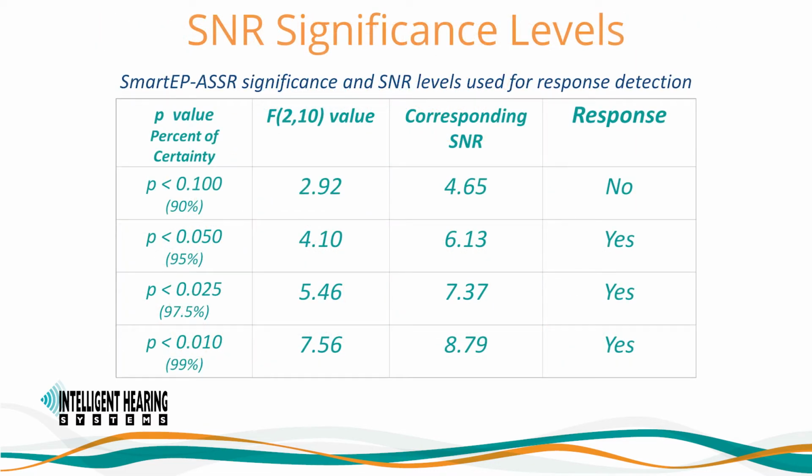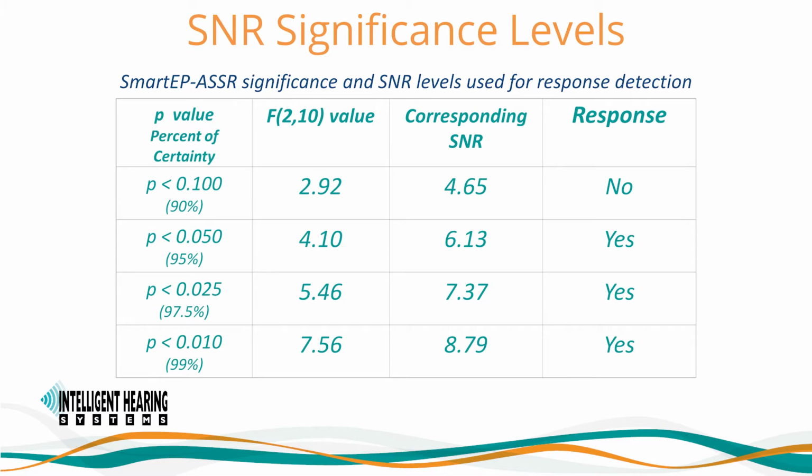This table shows the relation between SNR and the significance level. The SmartEP-ASSR software uses an F-test or F-statistic calculation based on 10 degrees of freedom, corresponding to 5 frequency bands, each one with a bandwidth of 4.88 Hz on each side of the response frequency band. Using an F-statistic, a response is considered to be present if the signal-to-noise ratio, or SNR, is 6.13 dB above the noise at the response frequency bin and 5 Hz on either side. As shown on this table, the SNR value corresponds to a p-value of less than 0.050, or a 95% certainty or significance that a response is present.